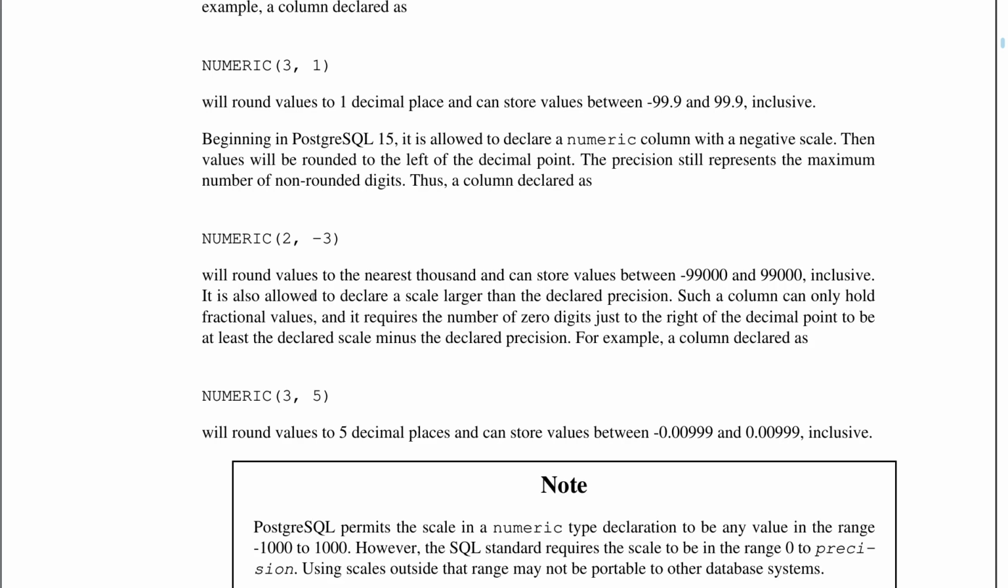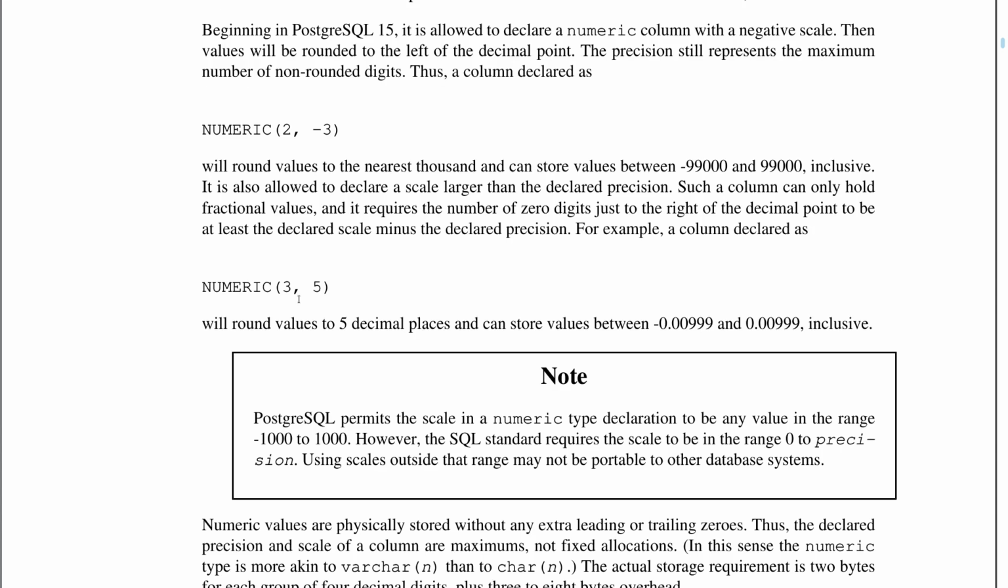It is also allowed to declare a scale larger than the declared precision. Such a column can only hold fractional values, and it requires the number of 0 digits just to the right of the decimal point to be at least the declared scale minus the declared precision. For example, a column declared as numeric 3, 5 will round values up to 5 decimal places and can store values between minus 0.00999 and 0.00999.